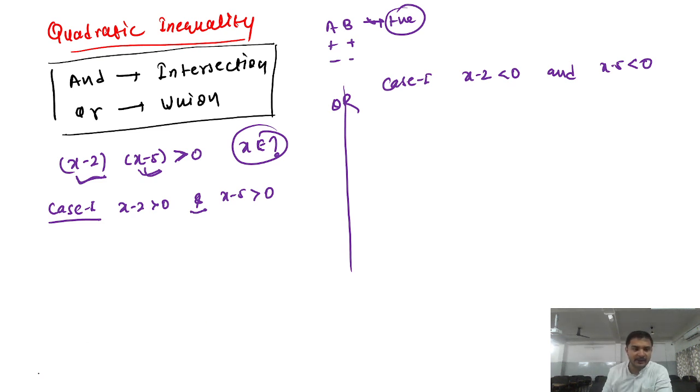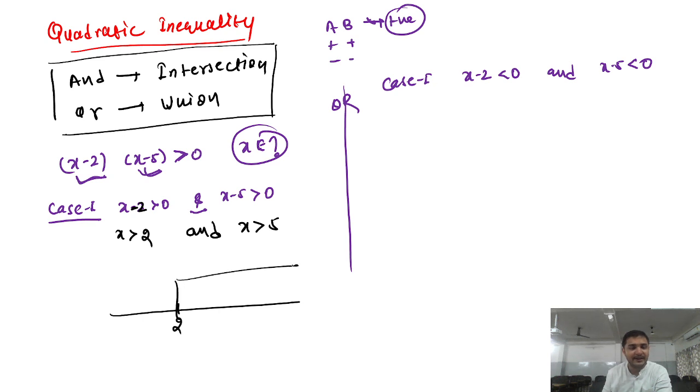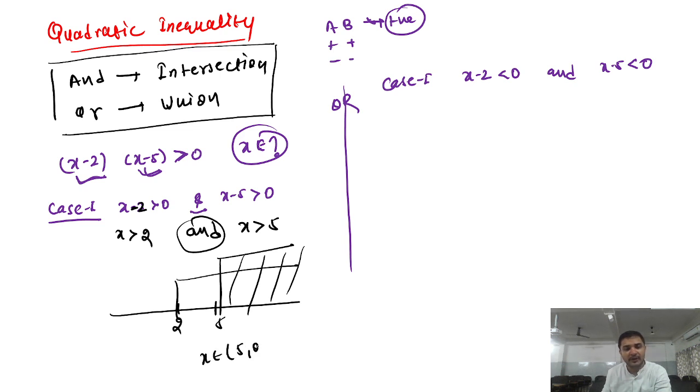Yes. So here, solving the two linear factors: x minus 2 greater than 0 means x greater than 2, and x minus 5 greater than 0 means x greater than 5. In between we have 'and', so we need to take the common part. x greater than 2 means the right side of 2, x greater than 5 means the right side of 5. The common part is x belongs to 5 to infinity, or greater than 5 basically. Clearly it is visible.